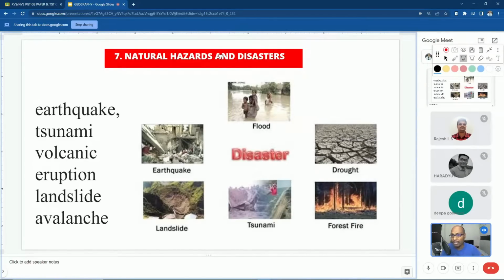Now, if you see earthquake, tsunami, volcanic eruption, landslide, avalanche, for a general person these are all disasters. On screen you can see flood we treat as a disaster, drought we treat as a disaster, earthquake we treat as a disaster, landslide, tsunami, forest fire. So we call these all disasters. But technically speaking, hazard is different, disaster is different.